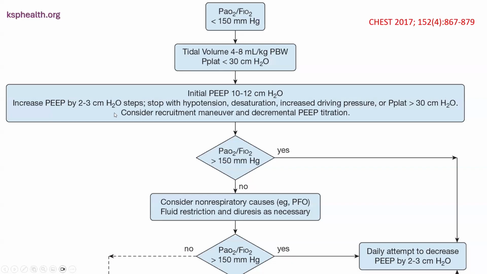Increase the PEEP by 2 to 3 in steps. Stop with hypotension, desaturation, increased driving pressure, or plateau pressure more than 30. Consider recruitment maneuver and decrease PEEP titration based on these parameters. When the PF ratio goes above 150, make a daily attempt to decrease PEEP by 2 to 3 centimeters of water. If there is no improvement, consider non-respiratory causes like PFO, fluid restriction, diuresis.